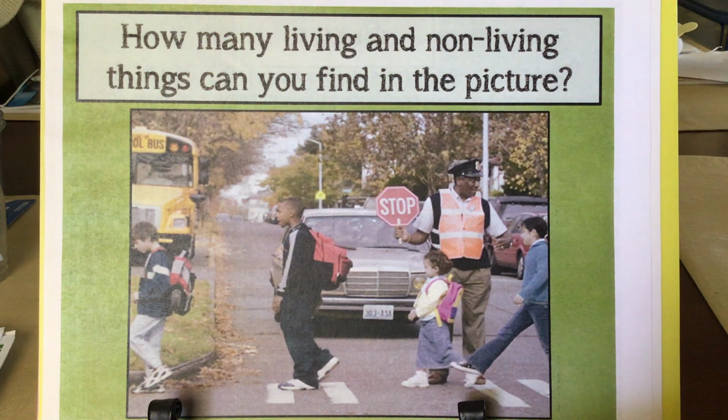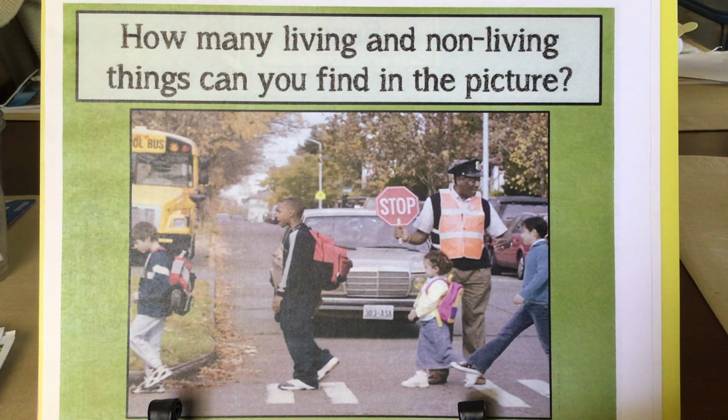So I want you to look at this picture. How many living and non-living things can you find in the picture? I'm going to give you a minute, and then I'm going to tell you some of the things that I see. Let's start with non-living. I see a stop sign. I see a vest that the man is wearing. I see a hat, a policeman's hat. I see backpacks and clothing and shoes and a bus and a car, several cars, and a light pole.